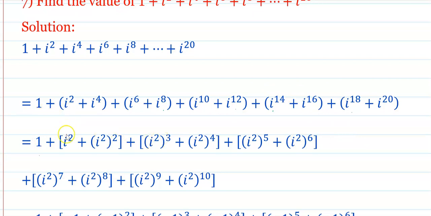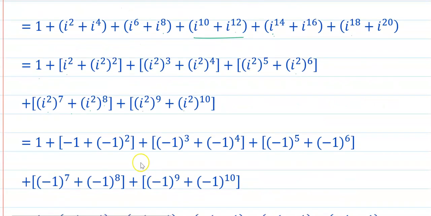1 as it is, i square. Okay. i raised to 4 means what? i square bracket square. i raised to 6 means what? i square bracket raised to 3. i raised to 8 means what? i square bracket raised to 4. Now for this bracket, i raised to 10 means what? i square bracket raised to 5, plus i raised to 12 means what? i square bracket raised to 6. Okay. Next, i raised to 14 means what? i square bracket raised to 7, plus i raised to 16 means what? i square bracket raised to 8. i raised to 18 means what? i square bracket raised to 9, plus i raised to 20 means what? i square bracket raised to 10.